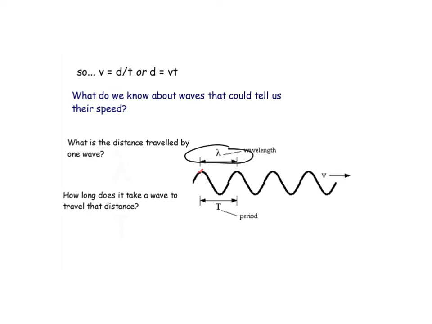Remember from last week, it's the distance from crest to crest, or from trough to trough, or the distance for the wave to start repeating itself. That's one wavelength. So if we want to find the speed of the wave, it would be the distance, the wavelength, divided by the amount of time it takes for the wave to travel that one wavelength. And if you remember from last week, the period is the amount of time it takes for one repetition. So the period is the time it takes for the wave to travel the distance of one wavelength. So the velocity of a wave would be the wavelength divided by the period.